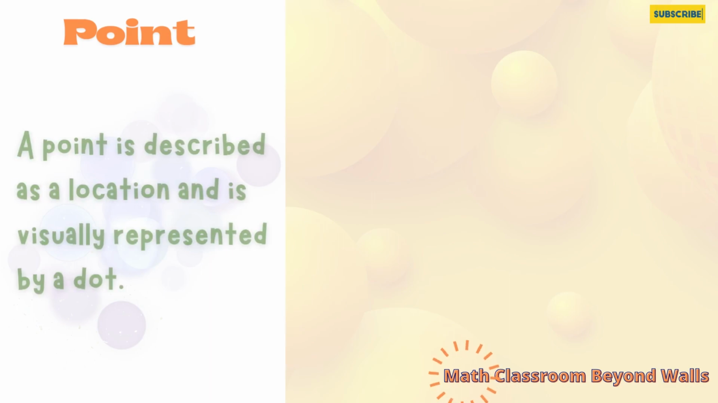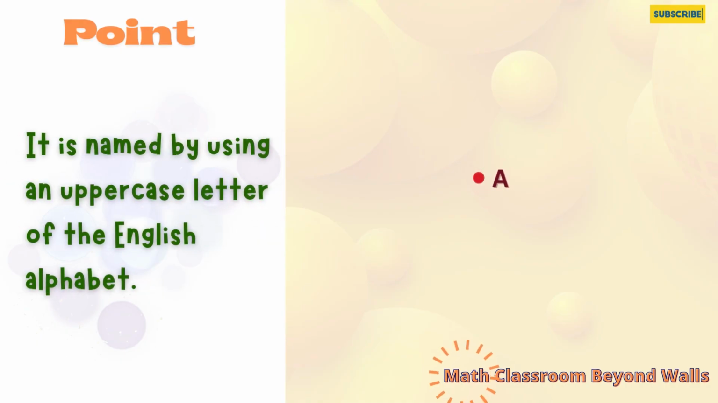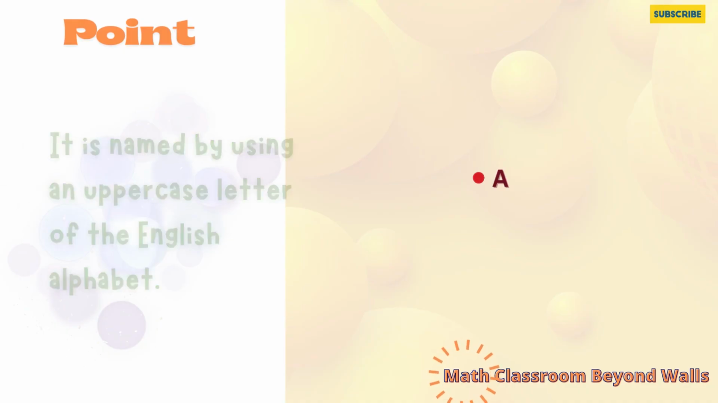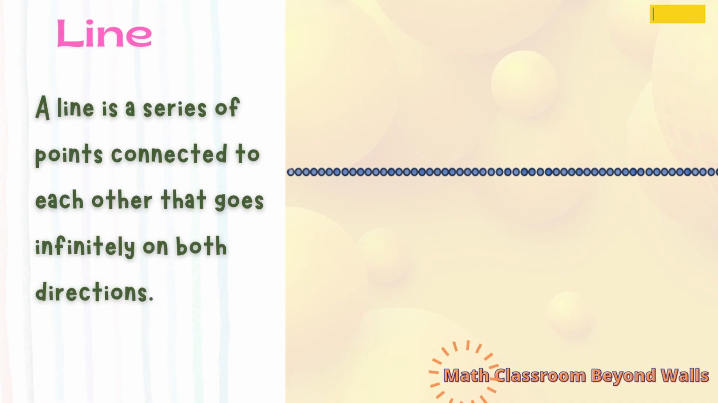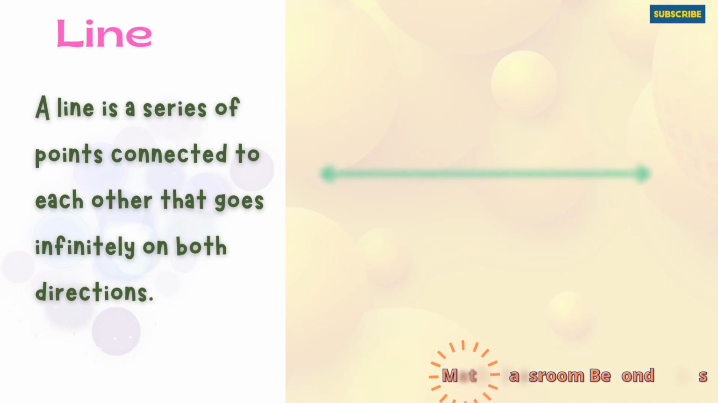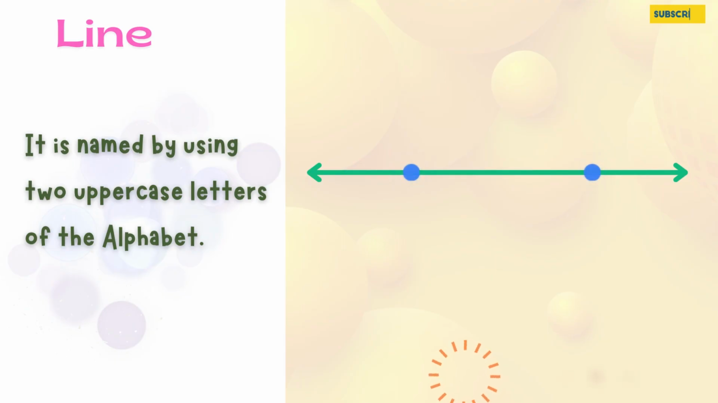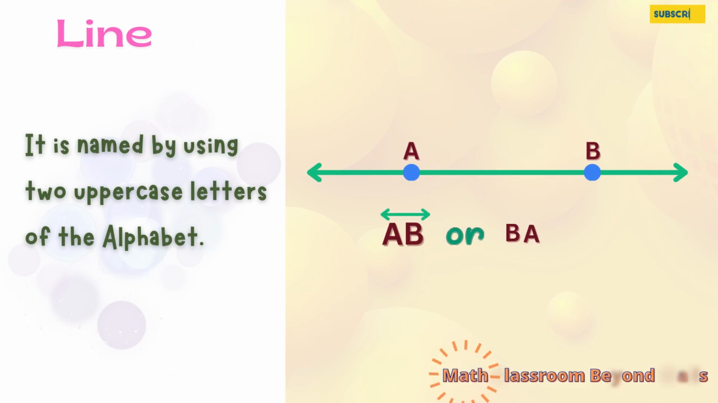Recall that a point is described as a location and is visually represented by a dot and named by using an uppercase letter of the English alphabet. It has no dimension. On the other hand, a line is described as a series of points connected to each other that goes infinitely in both directions. It is named by using two uppercase letters of the alphabet, representing 2 points on the line, with the symbol of the line on top of the letters to show that the line goes infinitely in both directions.